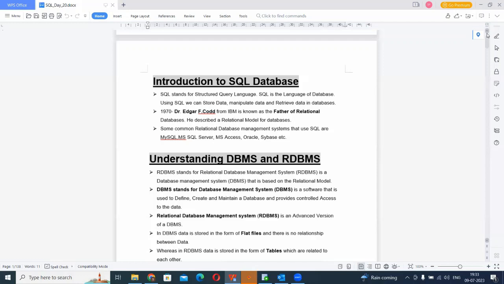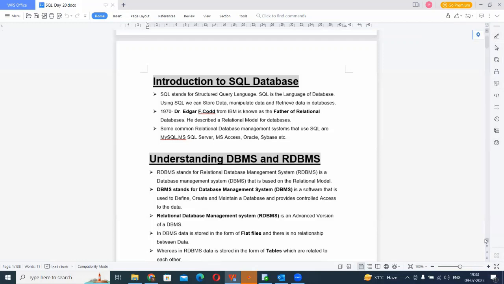Who developed this SQL? In 1970, Dr. Edgar F. Codd from IBM, known as the father of the relational databases, is the person who described a relational model for the databases. So what are the common RDBMS? Common relational databases are MySQL, MS SQL Server, MS Access, Oracle, Sybase, etc.